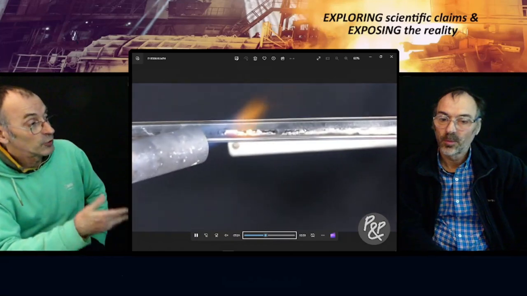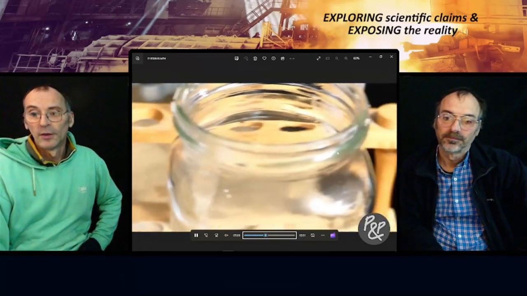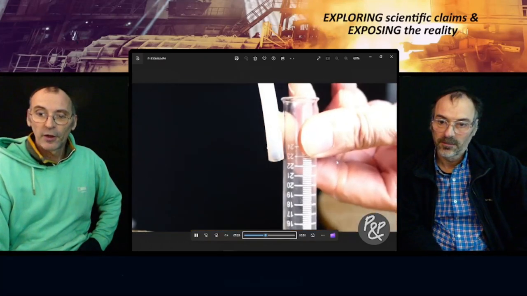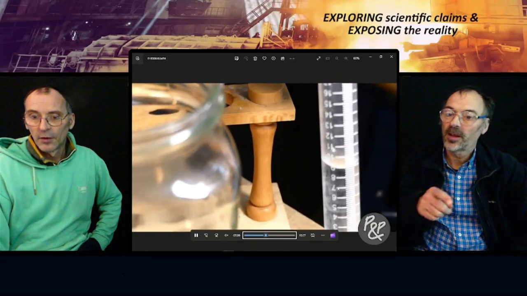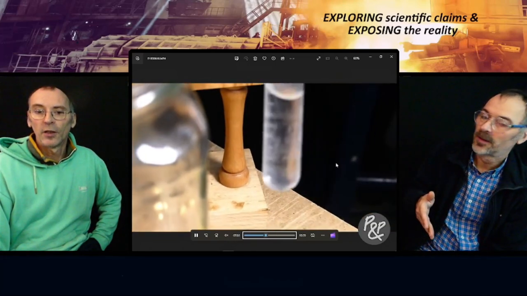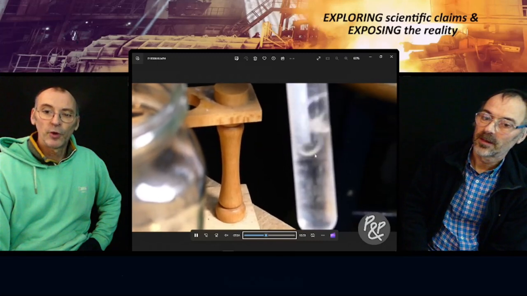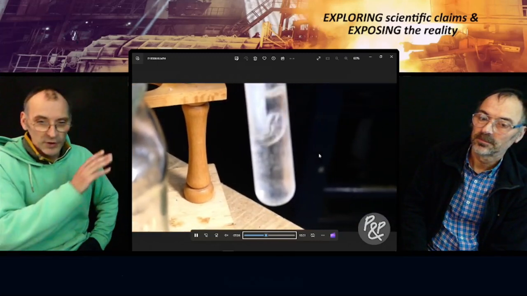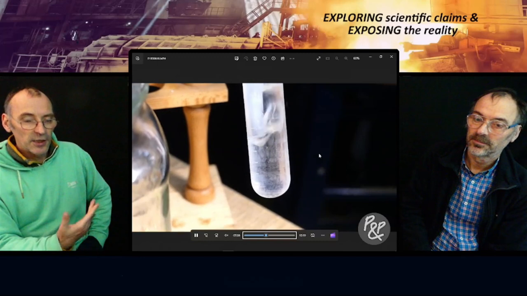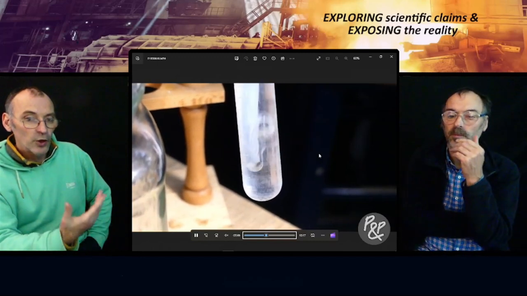The test tube turned lime water. But we've already shown that. Sure, but I want to show... there it is. We put it in... oh, there you go. Look, we're putting it in lime water now. And you can see that it does turn milky quite quickly.